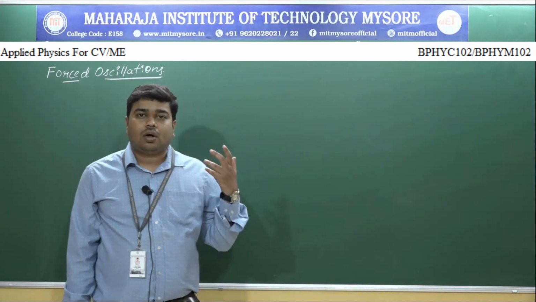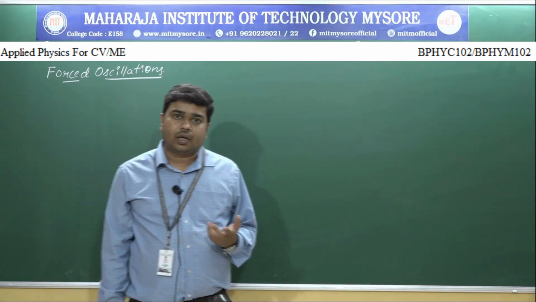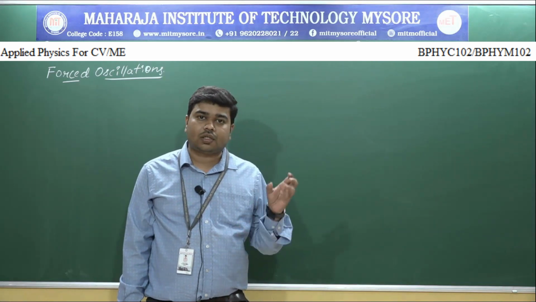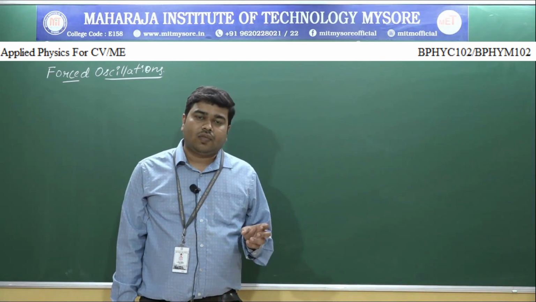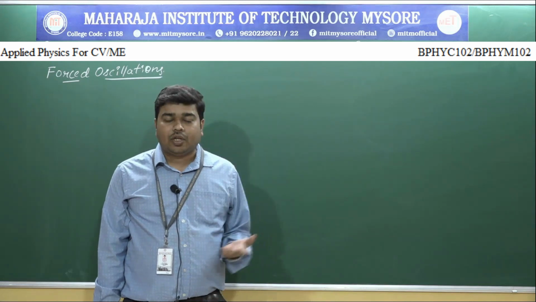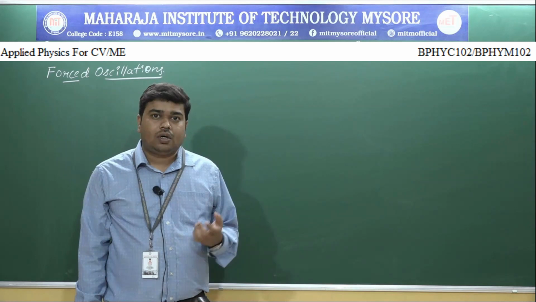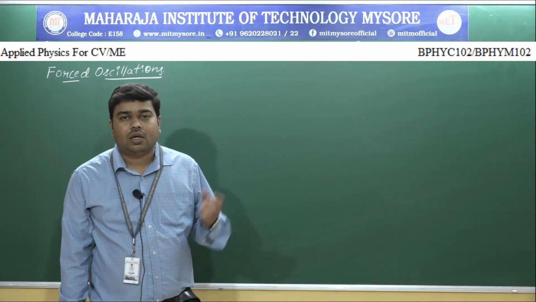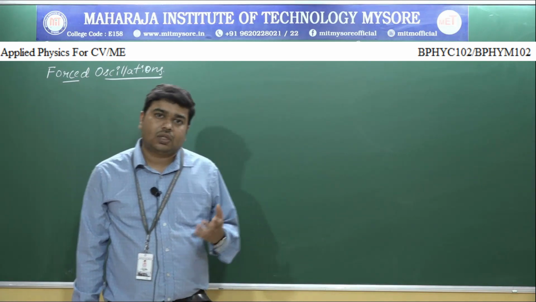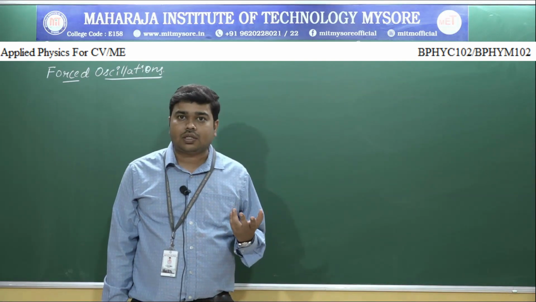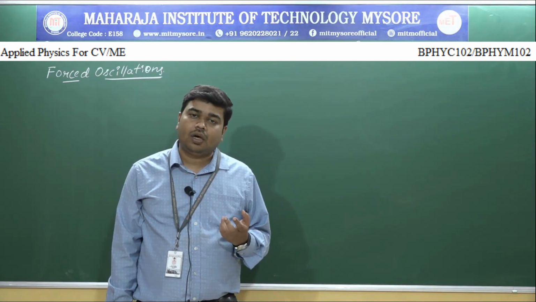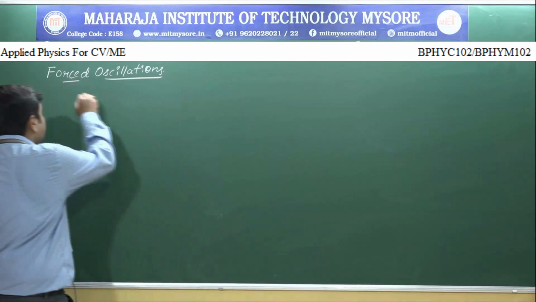Now, if you want the oscillating body to continuously oscillate, we have to give an external force to the oscillating body, with energy such that the amplitude of the oscillating body does not decrease exponentially with time. Such oscillations, wherein we give an external force so that the amplitude does not decrease exponentially with time, are called forced oscillations.